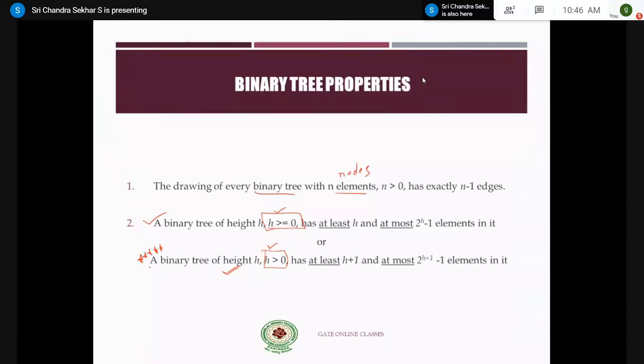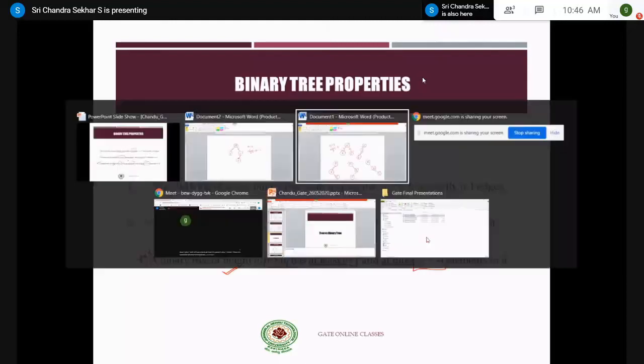So for example, this property is very important: if the height h of the binary tree is greater than 0, then at least h plus 1 nodes should be there in the binary tree. We'll see what is at least h plus 1 and what is at most 2 power h plus 1 minus 1. These two properties are very, very important. Let me give some clarity with an example.